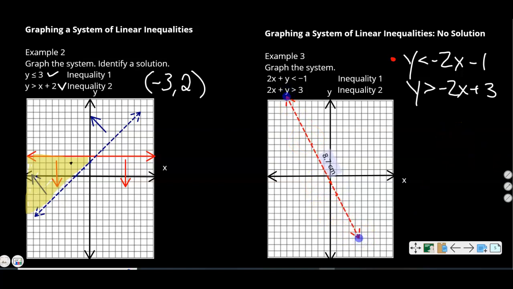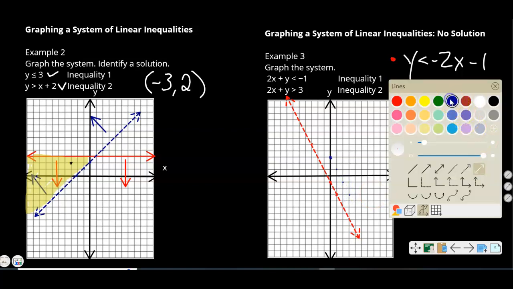All right, I'm going to graph the second line as well. Let's graph it in blue. So I'm going to have a +3 as my y-intercept. And I'm going to have a slope of -2, down 2 over 1. And again, I can graph that with a dotted line.